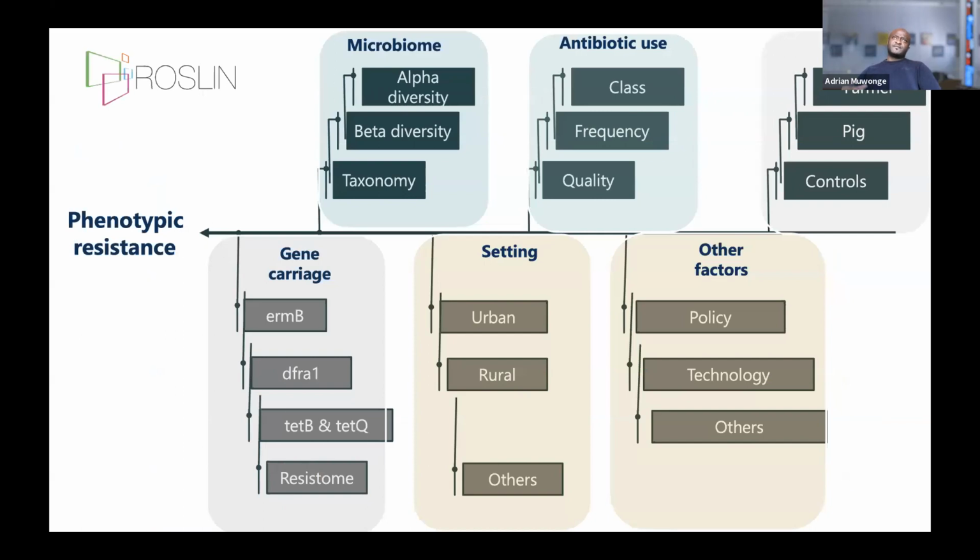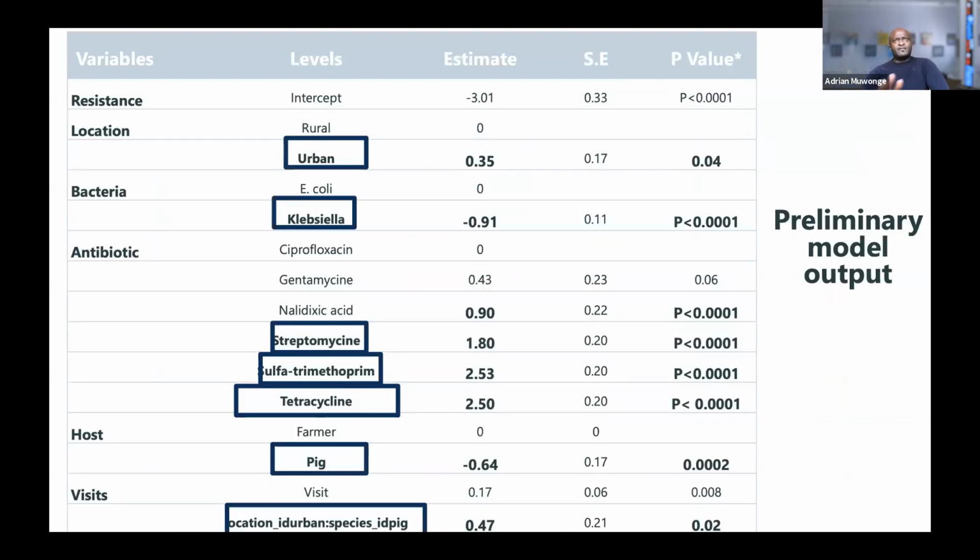So if we go back to this framework that I'm trying to put across in terms of understanding occupational risk of resistance, putting together all these factors to try and explain the phenotypic resistance that we see. These are really preliminary results because I haven't fully included the whole range of metadata. But in the preliminary results of the model that I've run, the things that I've just demonstrated to you above hold true also in the model, because we are accounting for the variance of all the other factors.